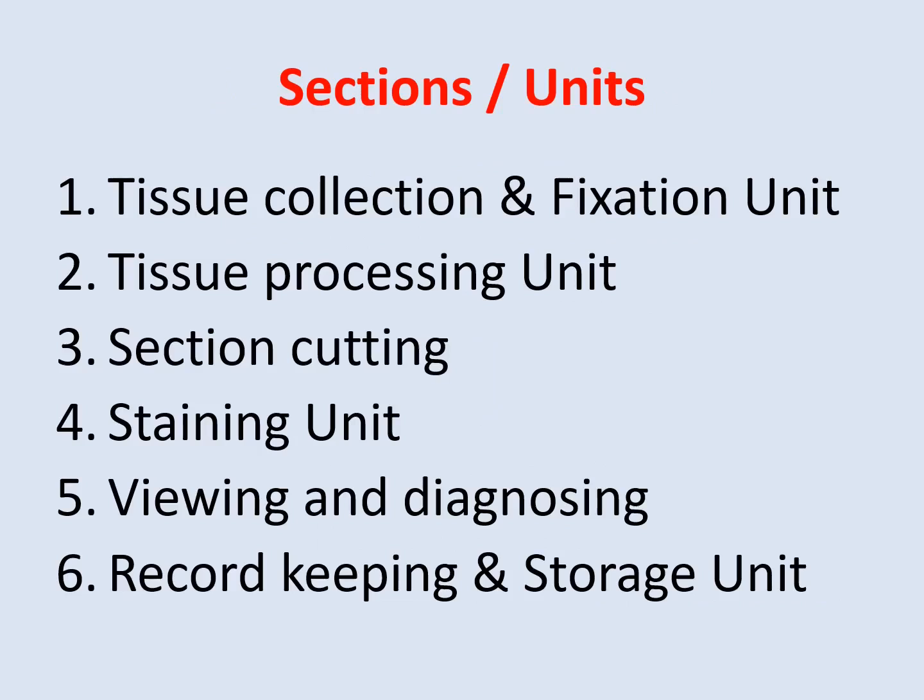Coming to sections or units, there are 6 basic units to set up the histopathology lab. The first one is the tissue collection and fixation unit. The second one is the tissue processing unit. The third one is the sectioning unit. The fourth one is the staining unit. The fifth one is viewing and diagnosing. The sixth one is the record keeping and storage unit.